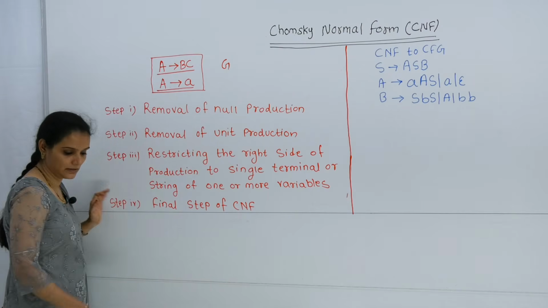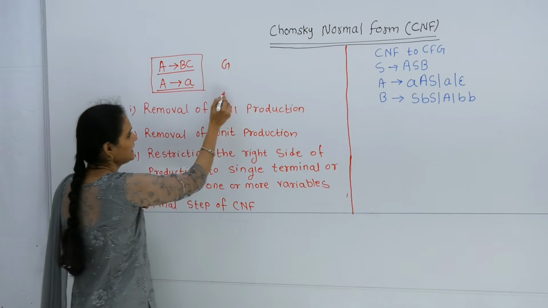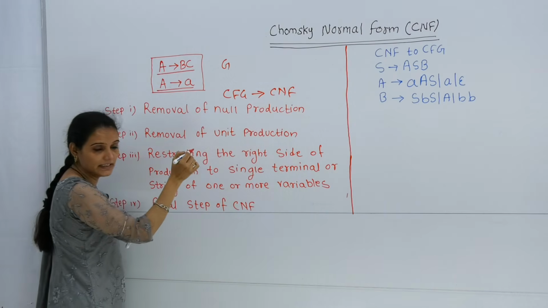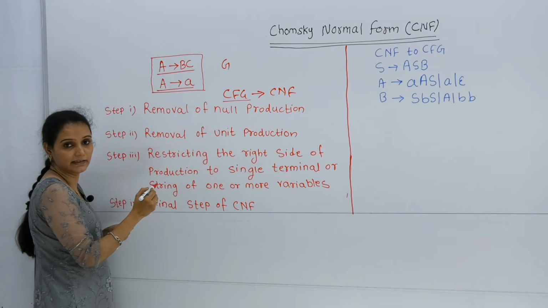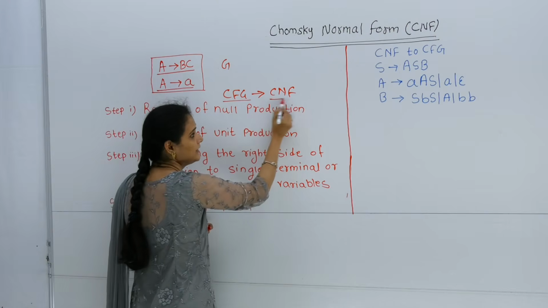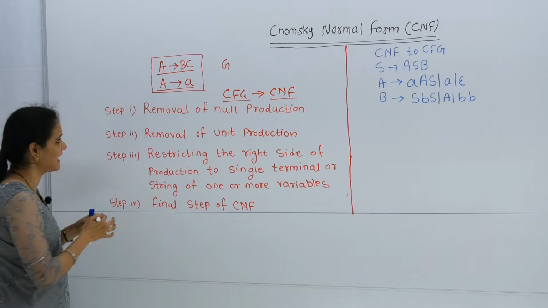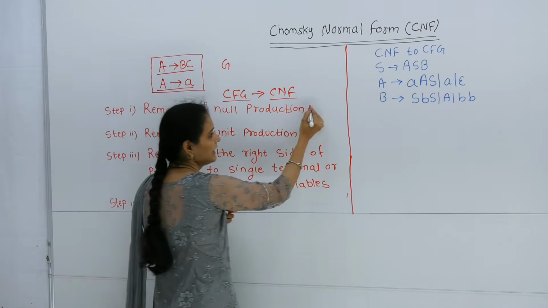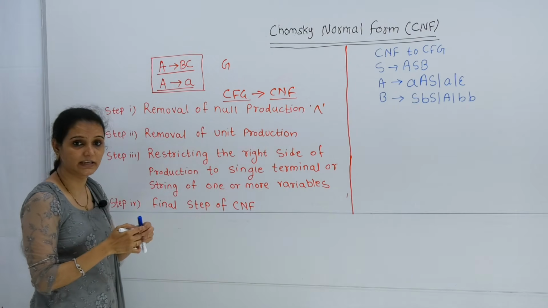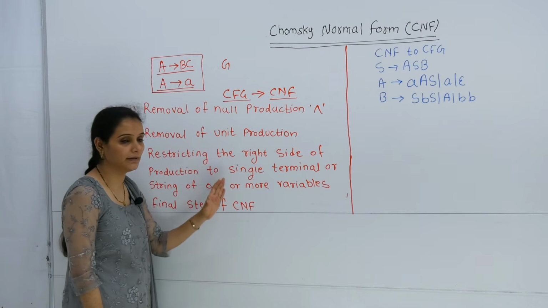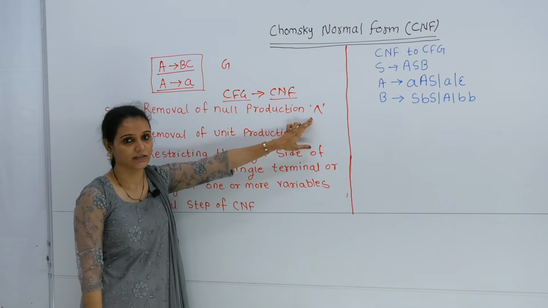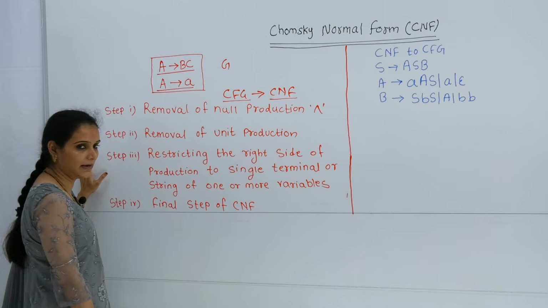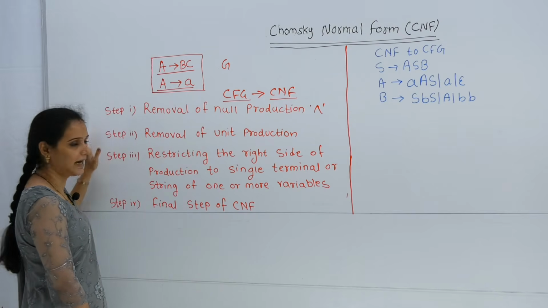So there are four steps to convert CFG to CNF. The grammar G is given, which is a context free grammar, and that context free grammar we are going to convert into Chomsky normal form. The steps are: step number 1, removal of the null production. Whatever null productions are given, we can remove them. Here I have written one particular example. When we solve that example by applying these steps, we can easily understand those four steps.